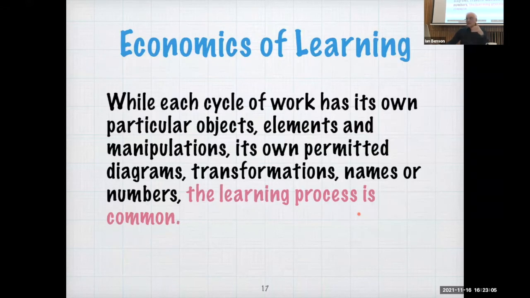Each of these cycles of work involves its own particular objects, elements, and manipulations. In Gattegno's scheme of work, each has its own permitted diagrams, transformations of the diagrams, and algebraic and arithmetic names that you can give to the diagrams. But the learning process is common.